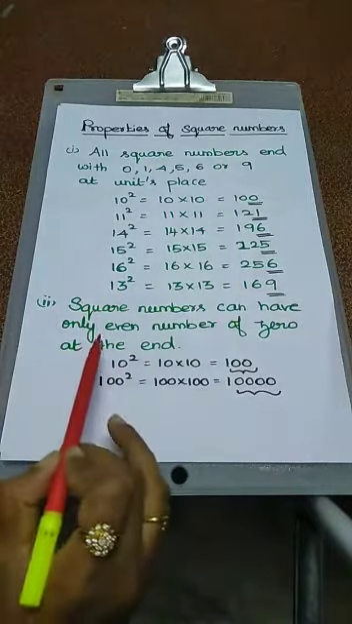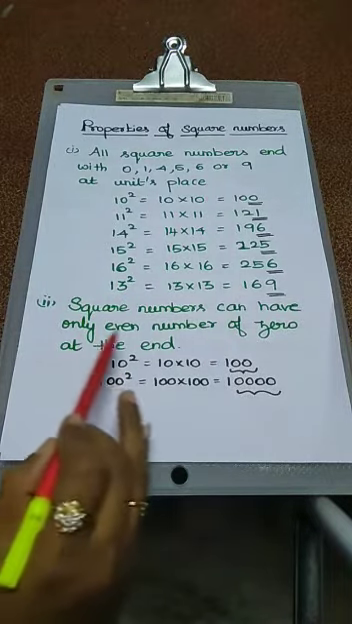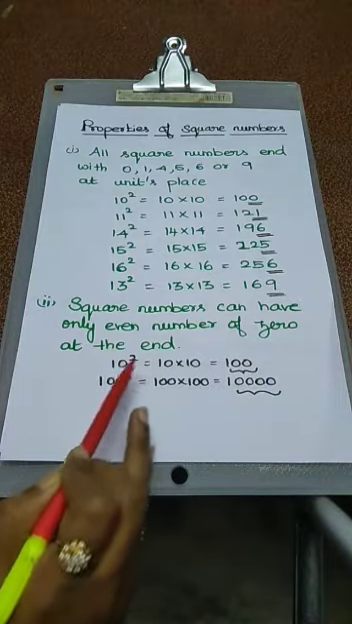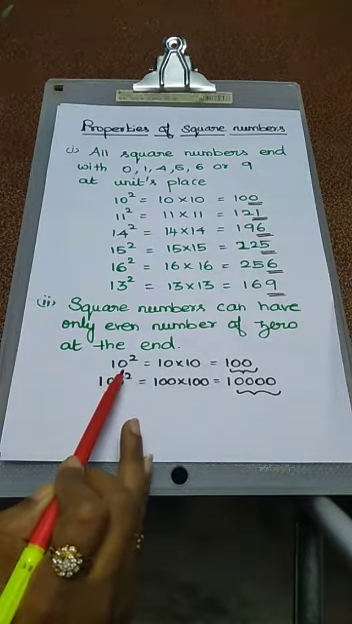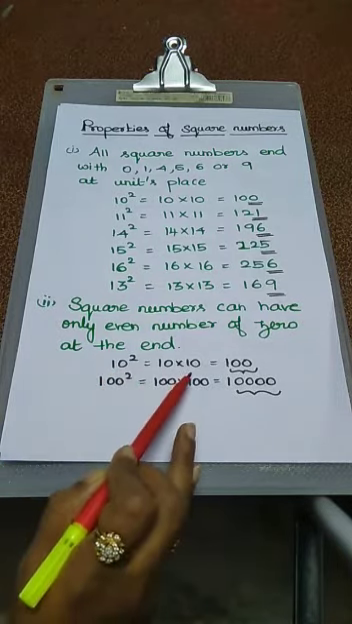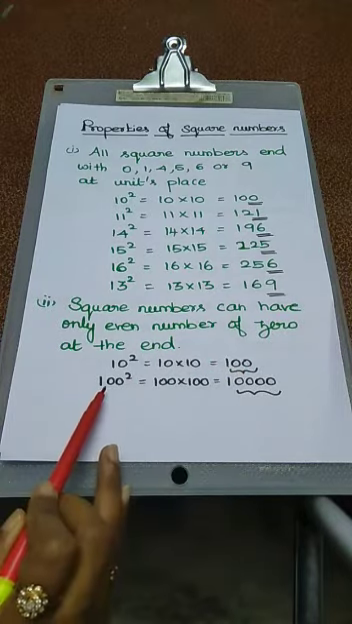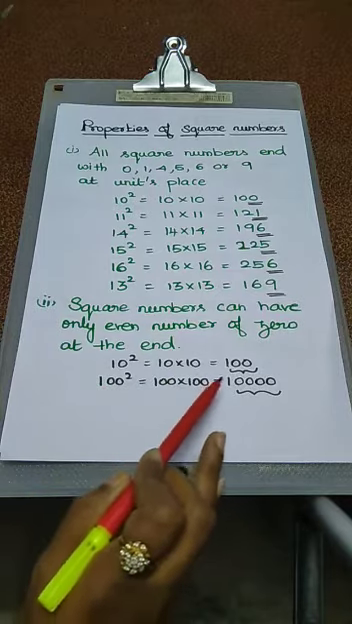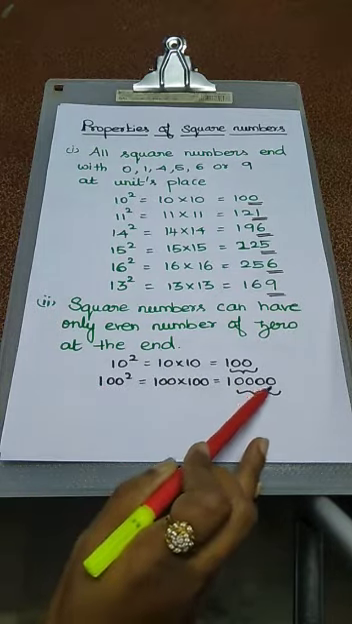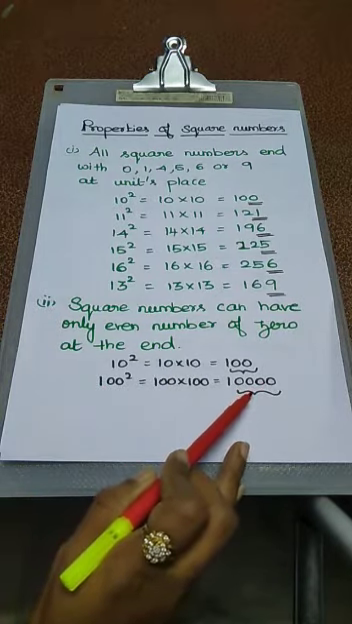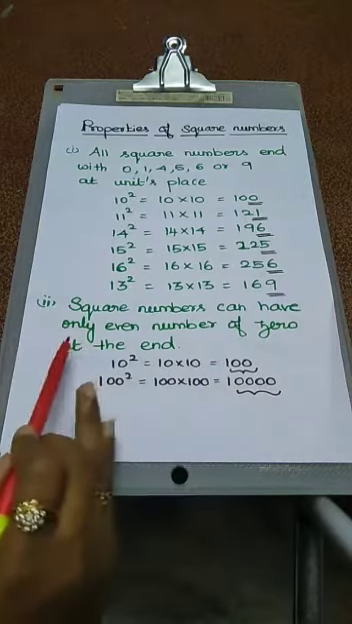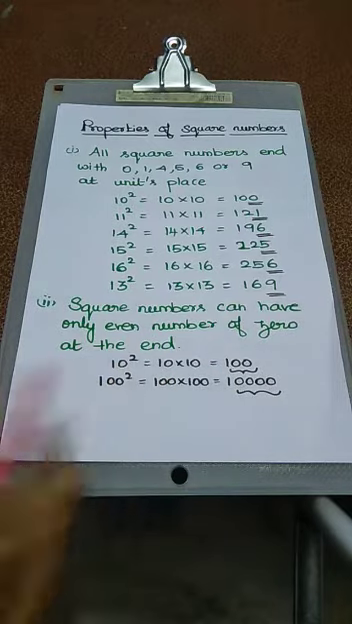Okay. The next one is square numbers can have only an even number of 0s at the end. Suppose we apply the square for 10 now. 10 square is equal to 10 into 10. What is the answer? 100. An even number of zeros only at the ending. 100 square means 100 into 100, that is actually 10,000. Here we have 4 zeros, that is an even number of zeros. So square numbers can have only an even number of 0s at the end.